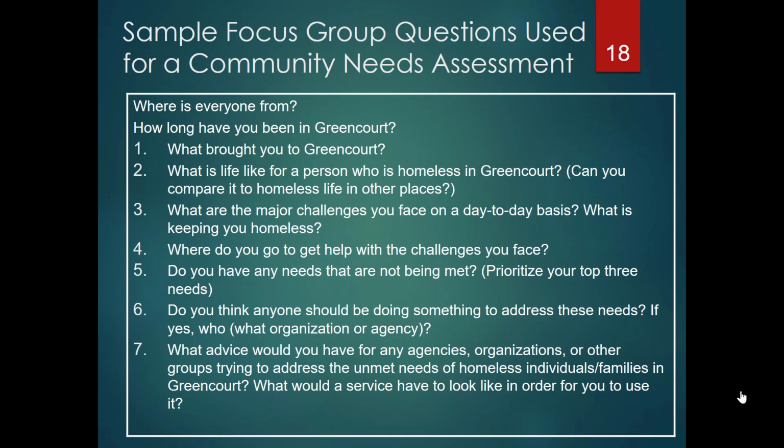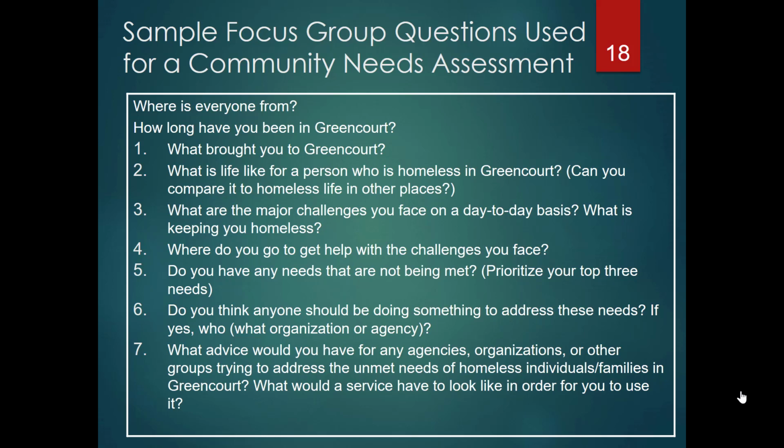Here's also a sample of the focus group questions that was used for a community needs assessment. So the first question the researcher may have asked is, where is everyone from? Just to try to get general information. They were from Green Court, so they asked, how long have you been in Green Court? Just to kind of get the conversation started. And then the next question was, what brought you to Green Court, right? And then, what is it like for a person who is homeless in Green Court?